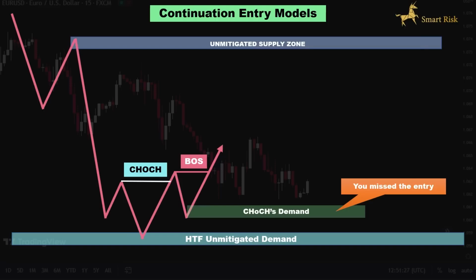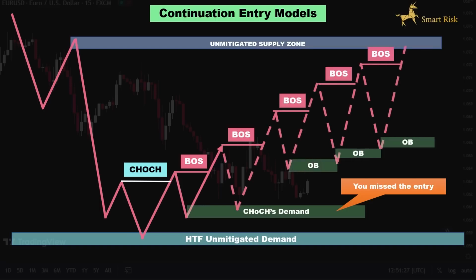In this scenario, for executing long positions, you should wait for price to create a break of structure. Then you can place your order in the order block zones that the BOS has created, and you may target the next unmitigated supply zone. But there is a key point that you need to consider. You are only allowed to open new long positions until price has not reached the unmitigated supply zone. Let's see another continuation entry scenario.